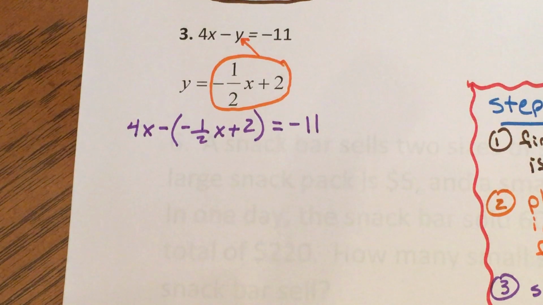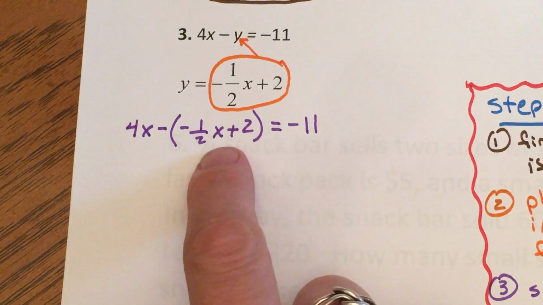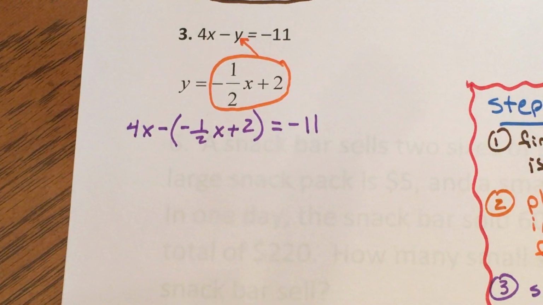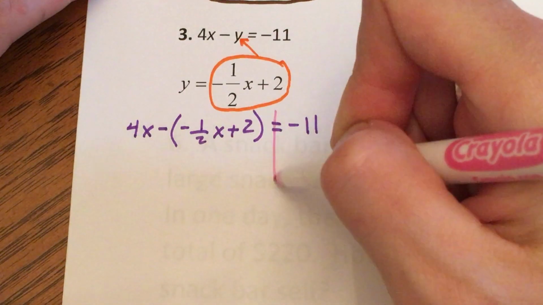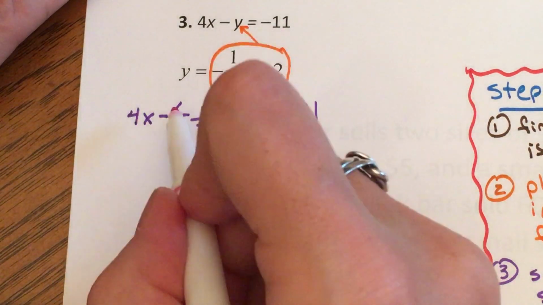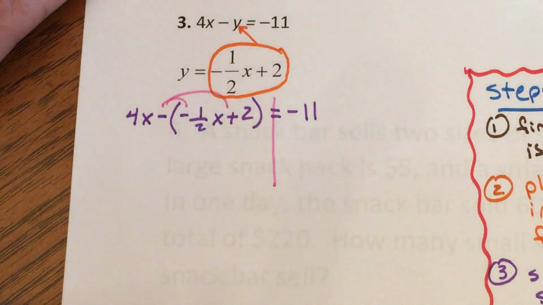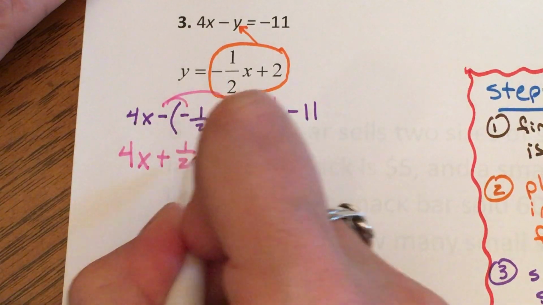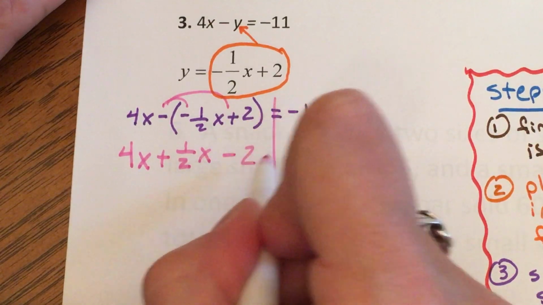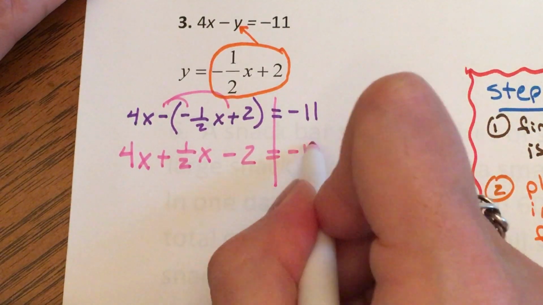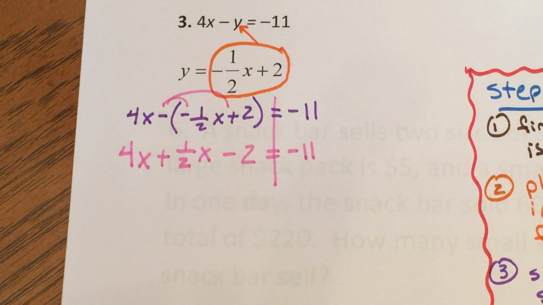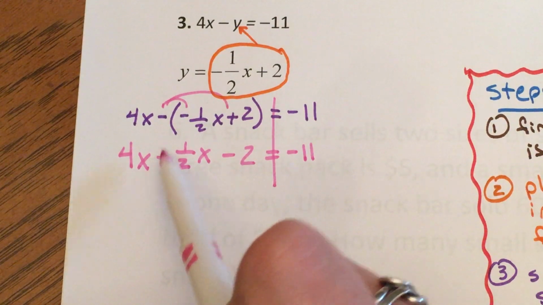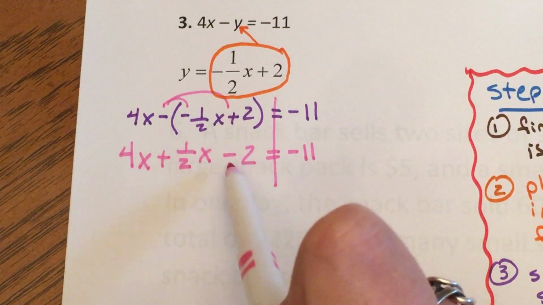Okay. Step 3, solve this equation for the one variable that's in it. All right. Let's distribute the negative through the parentheses. 4x plus 1/2 x minus 2 equals -11. So all I've done is a negative times a negative is a positive, and a negative times a positive is a negative.